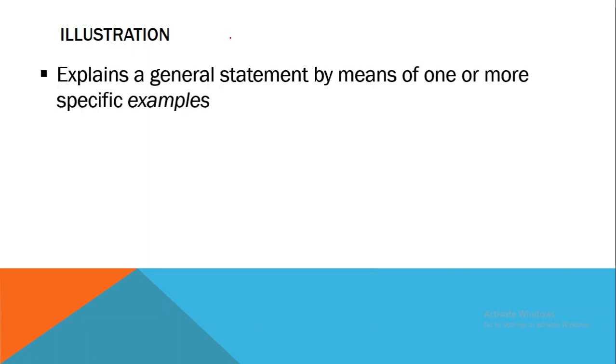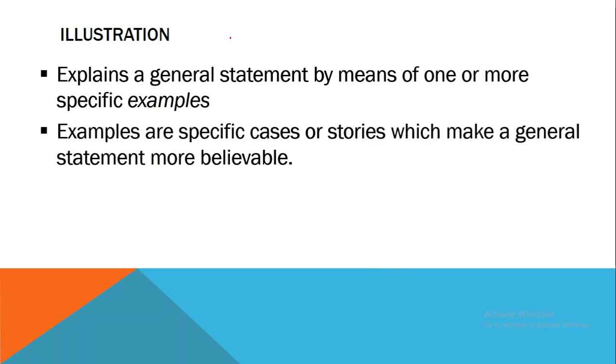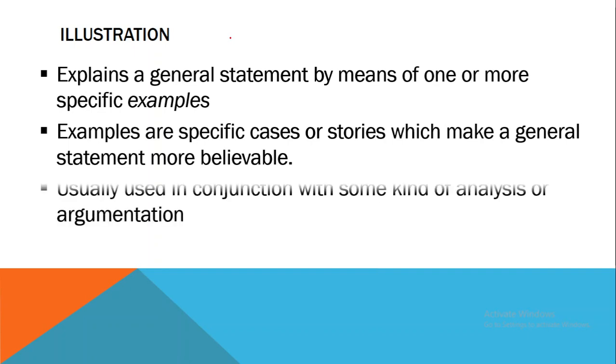The first one is illustration. Illustration basically explains a general statement by means of one or more specific examples. Examples are specific cases or stories which make a general statement more believable. And usually illustration is used in conjunction with some kind of analysis or argumentation.